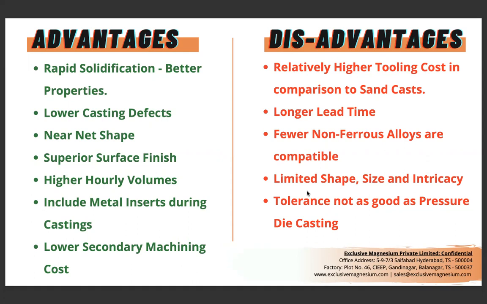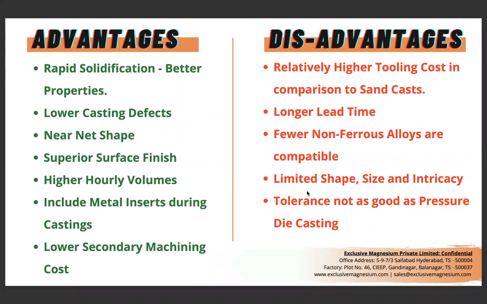In terms of disadvantages, honestly, in our experience, the tooling is cheap. It might be 5 to 10 times cheaper than pressure die casting. So it is relatively more expensive in comparison to sand casting, but I would call this cheaper tooling. If you're comparing sand casting and permanent mold, this is the more expensive tooling. It will have a slightly longer lead time, maybe 2 to 4 weeks longer than sand casting in terms of tooling.